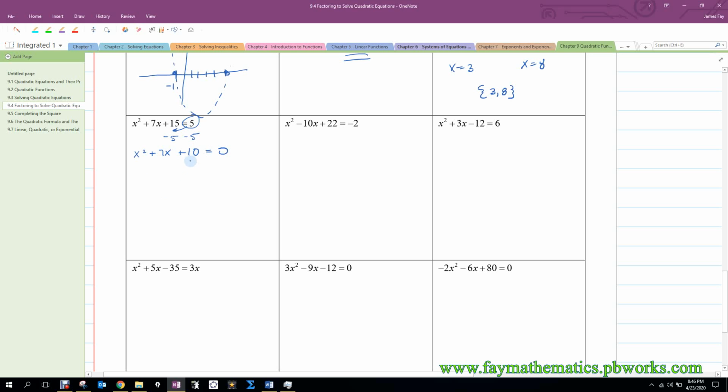Okay, so we're looking for 2 numbers that multiply together to give me 10 and add up to give me 7. So those are 5 and 2. So now I'm going to use my zero product property. So x plus 5 equals 0, or x plus 2 equals 0. So x equals negative 5, x equals negative 2.